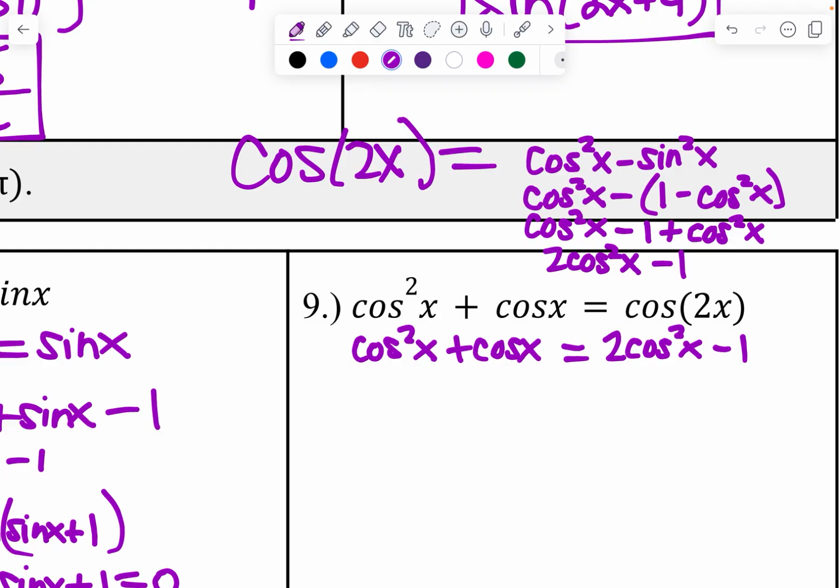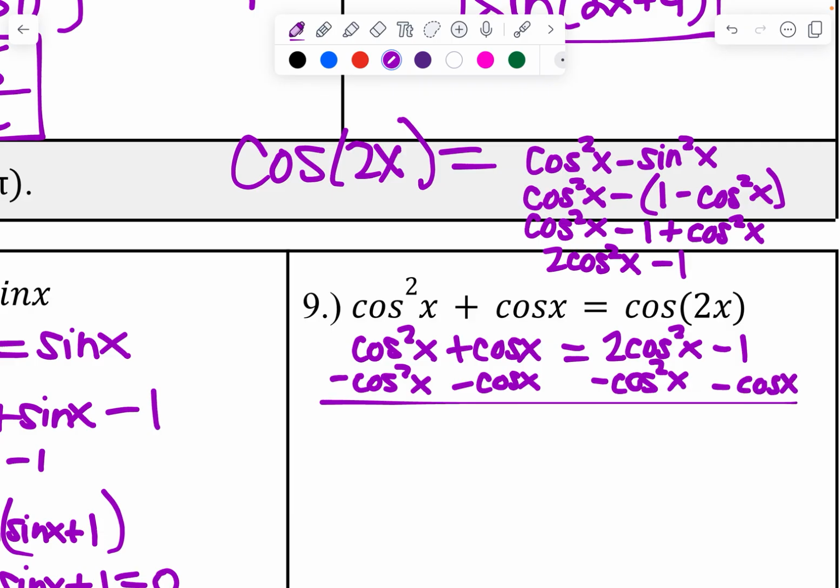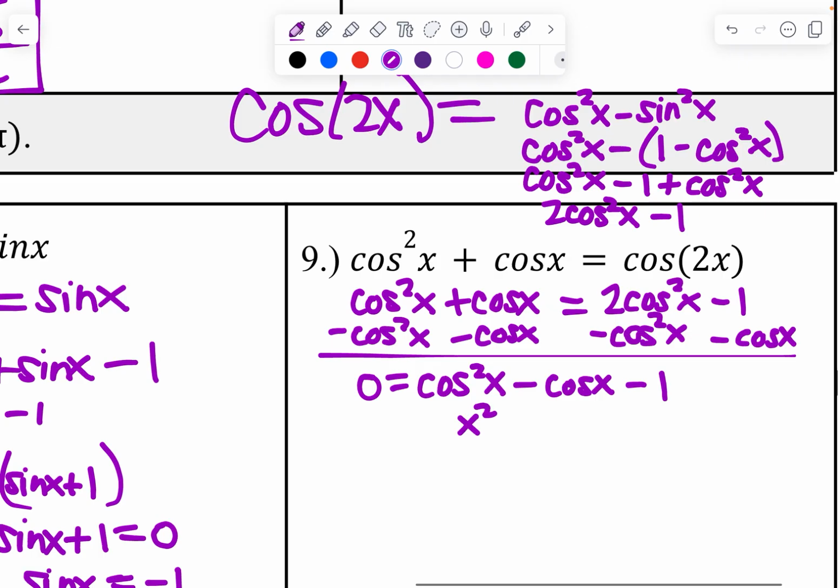And so now I'm going to subtract to put everything on one side. So I'm going to move this to the right-hand side, because it's quadratic, so I need everything on one side. So I will have 0 equals positive cosine squared of x minus the cosine of x minus 1. And so remember, think of this as x squared minus x minus 1.